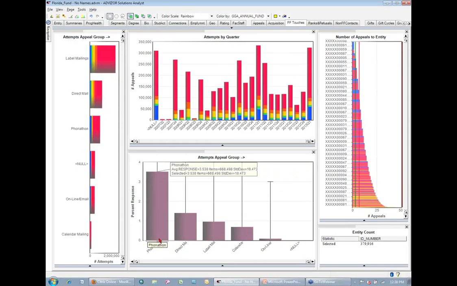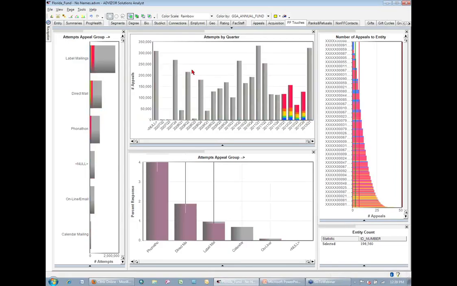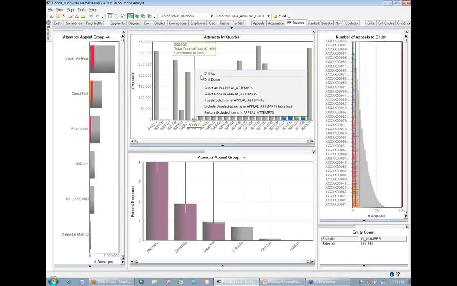Not surprisingly, our phone-a-thon overall does better than any of the other touches. This is probably true industry-wide. Most places report that phone is the best way to acquire or keep donors. But let's look a little bit at what's happening in 2012 and how we did. So I'm going to look just at the current fiscal year.